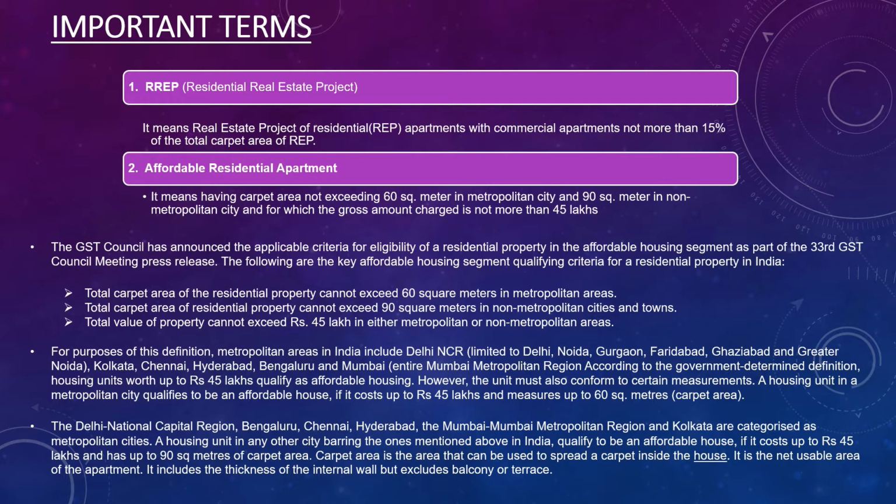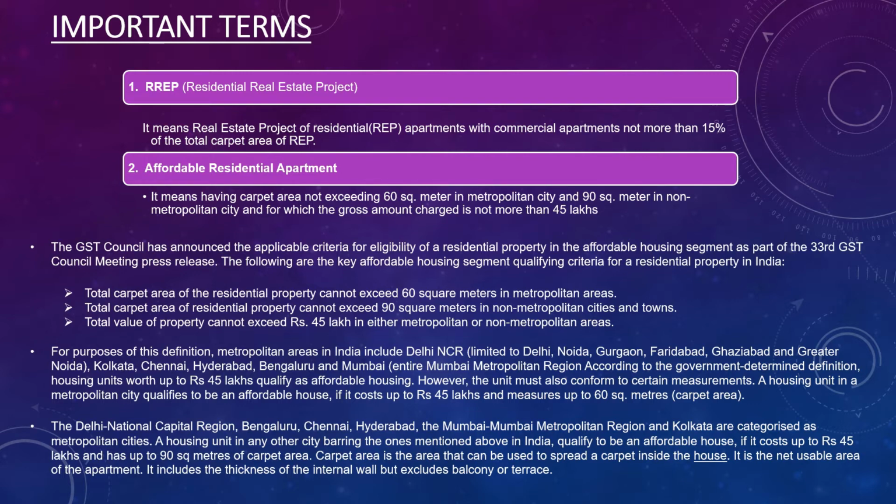The GST Council has announced the applicable criteria for eligibility of a residential property in the affordable housing segment as part of the 33rd GST Council meeting. Then the following are the key affordable housing segment qualified criteria, as we already discussed, as the total carpet area of residential property cannot exceed 60 square meters in metropolitan areas, and the same being 90 square meters in non-metropolitan cities and towns, and total value of property also cannot exceed 45 lakhs. So just to make a note also, for the purpose of this definition, metropolitan areas include Delhi NCR and Kolkata, Chennai, Hyderabad, Bangalore and Mumbai. And with the same rule being applicable in metropolitan 60 square meters and non-metropolitan 90.